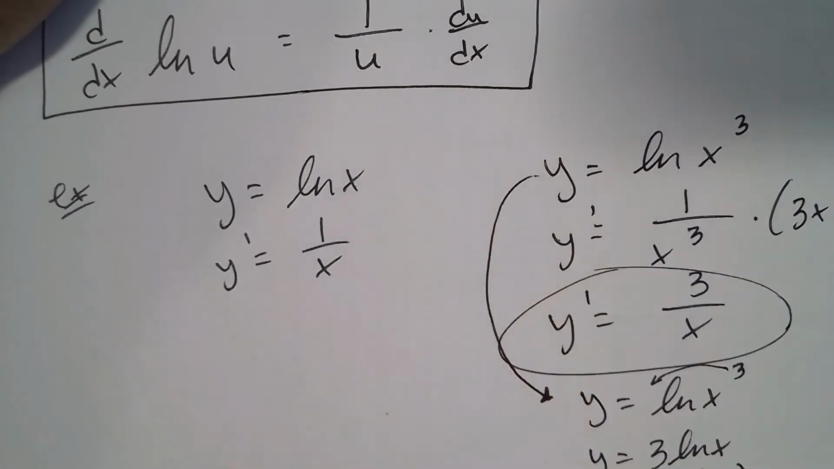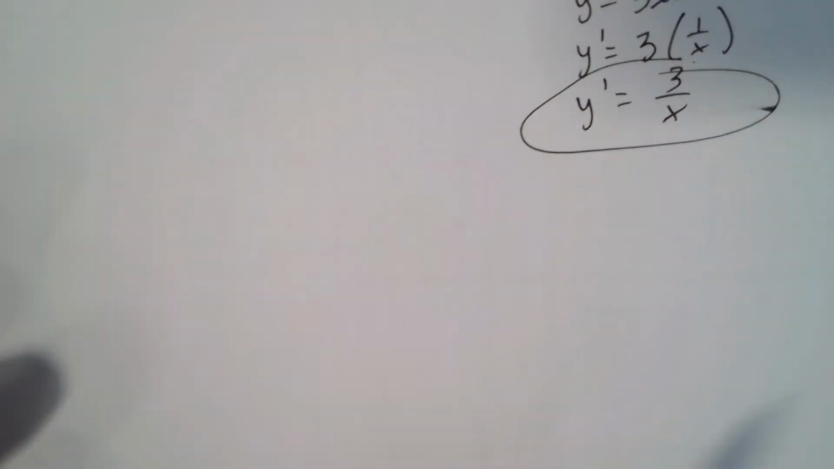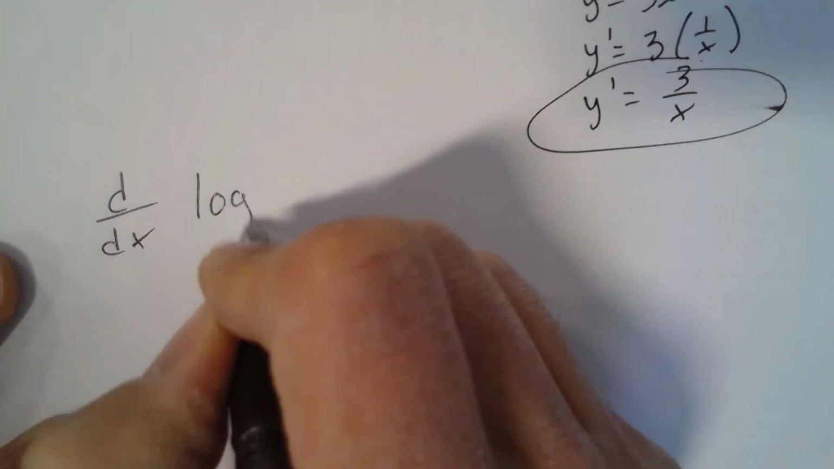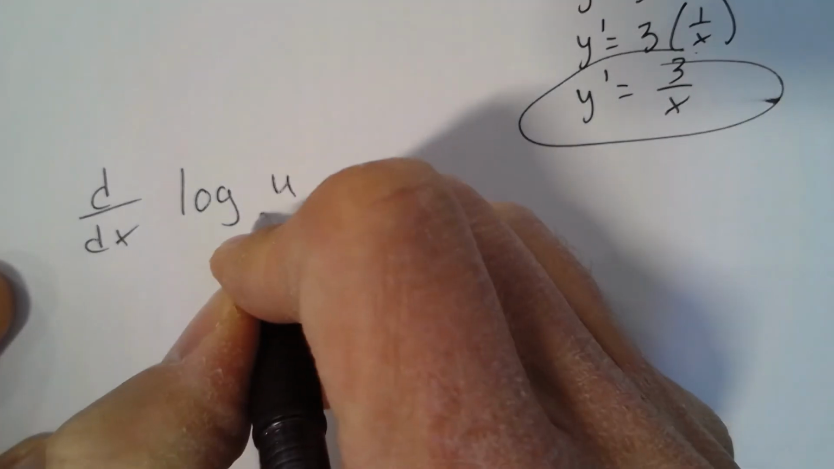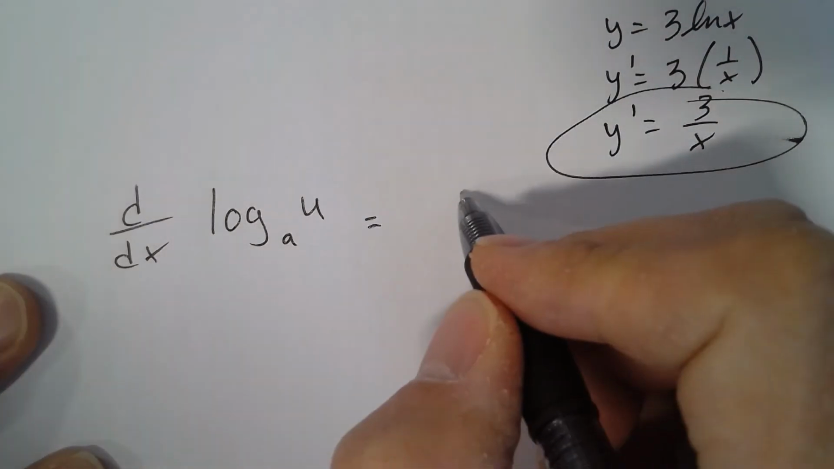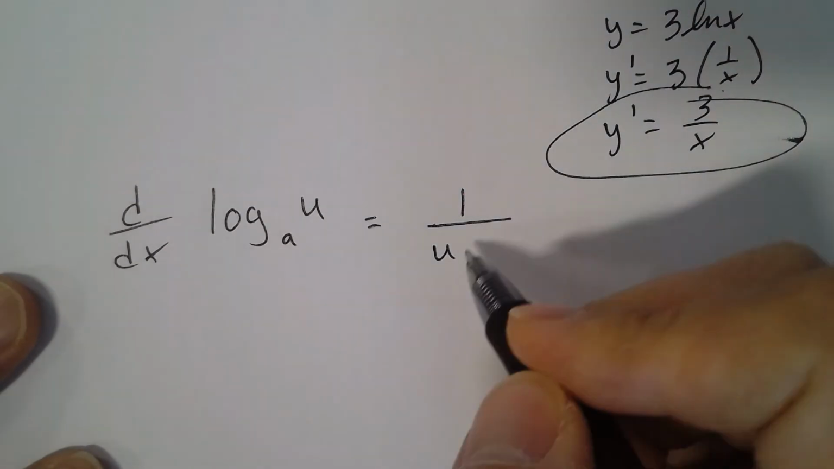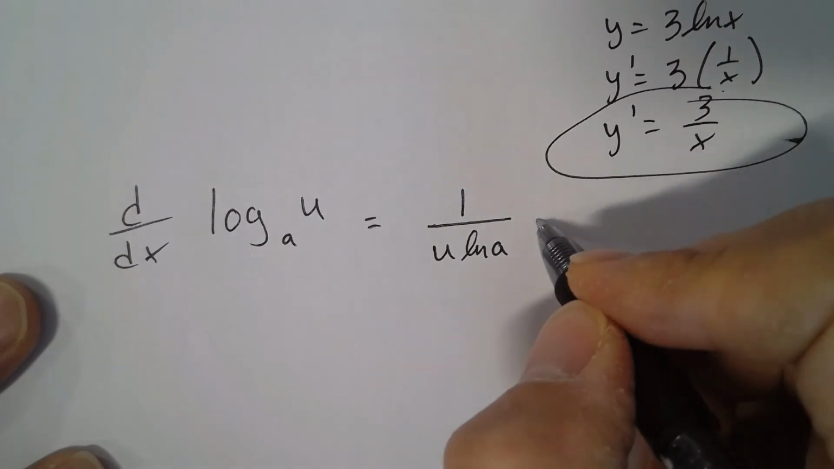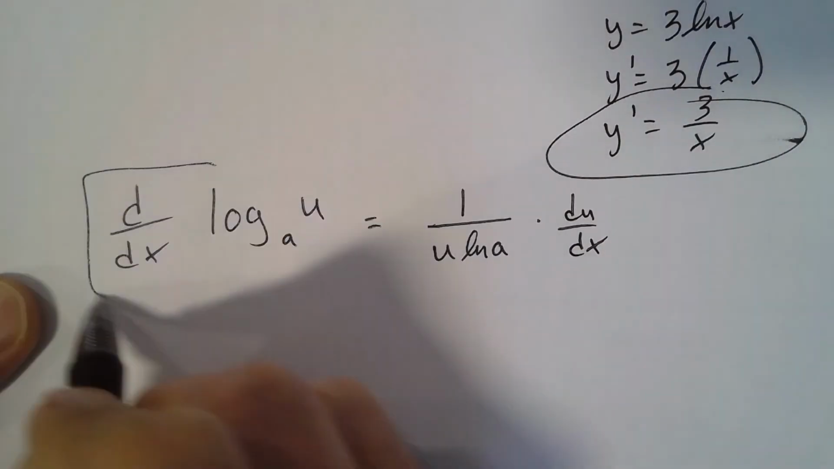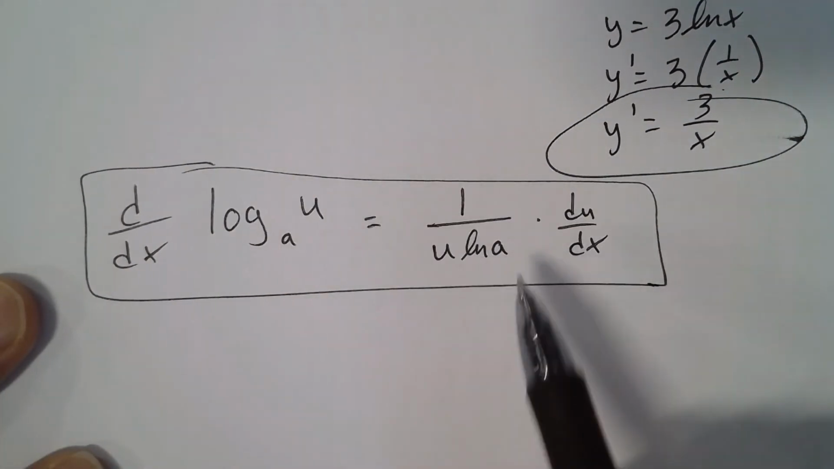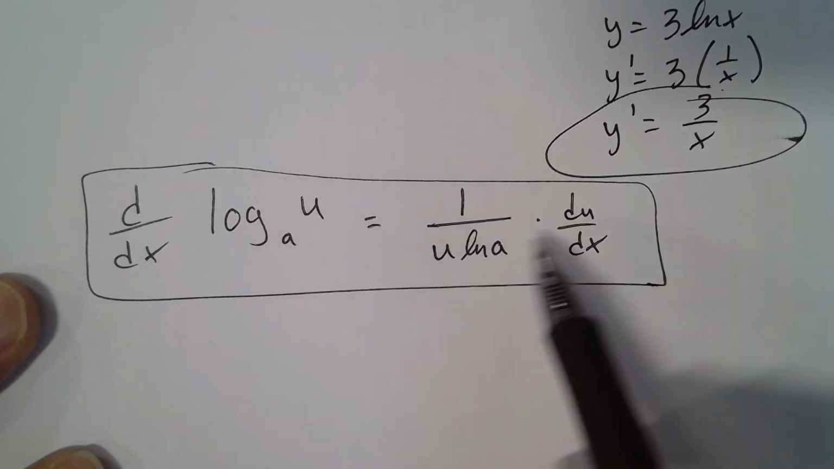That's about it for natural log. It's just 1 over u times the derivative. Alright. What if we have not a natural log? So it's a log of u base a. The derivative of log of u base a is equal to 1 over u natural log a on the bottom times du dx. So a lot of times we call that u ln a because it's 1 over u ln a. So 1 over u natural log a times du dx.